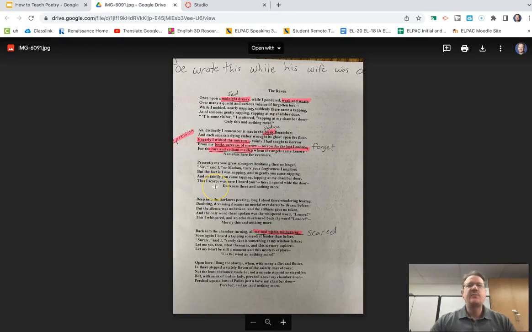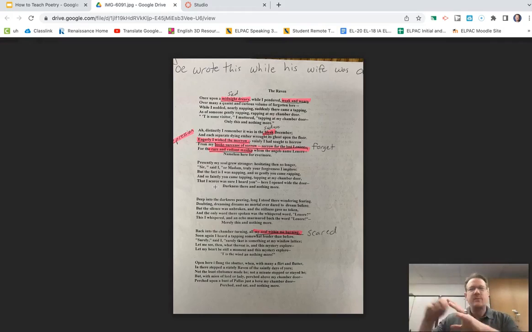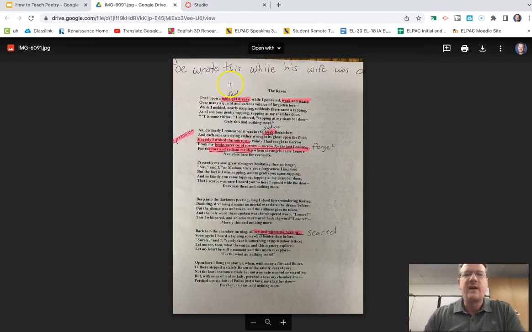I'll have this projected on the screen right now. I used to have it on the old school overhead and we'd mark on it, but if you have a Promethean board or a smart board, you can just do it there. If you don't mind looking for a second, this is what I have the students write at the very top: I put that Poe wrote this while his wife was dying.